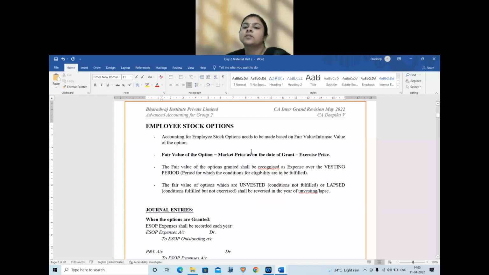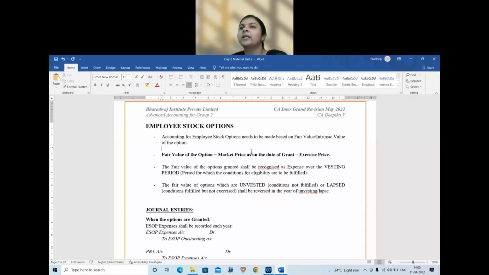Okay, so under this chapter, your questions are going to be focused on calculation of employee stock option expenses and journal entries. So your questions are predominantly revolving around these two areas. So what is employee stock options? The option is given to the employee to purchase the shares of the company at a price which is comparatively less than the market price.